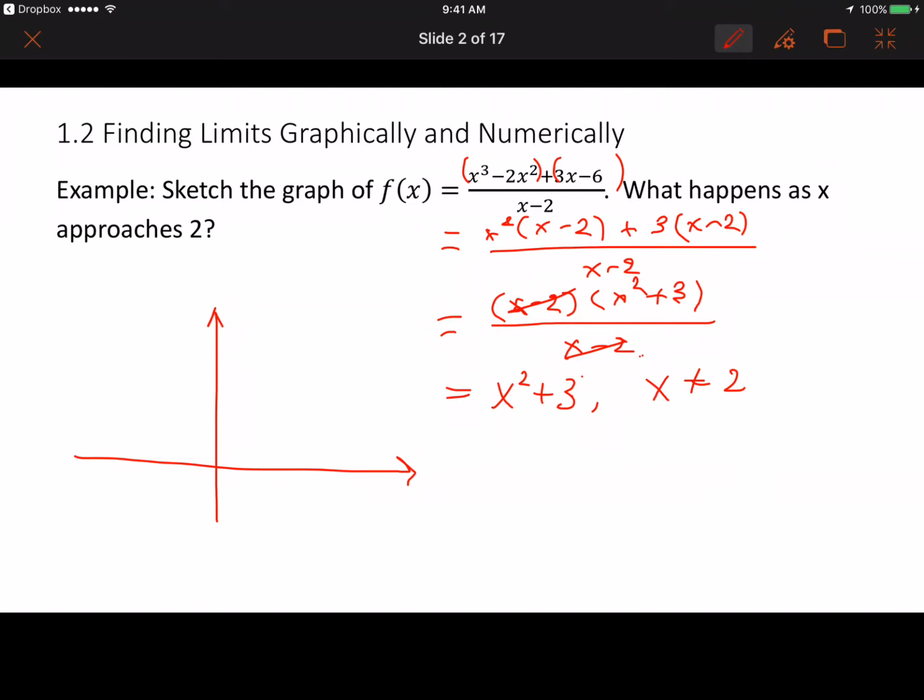So that's x squared shifted up 3 units. 1, 2, 3. It's going to start here. 1, 2, 3, 4. And it's just going to have a hole when x equals 2. So when x equals 2, we would have plugged in and gotten 7. So we're going to get a little hole here.